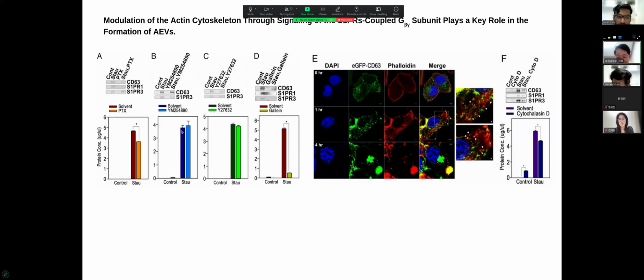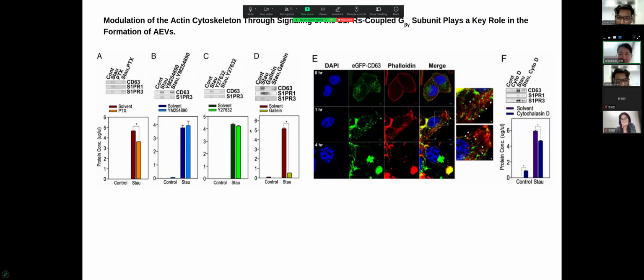Multiple G protein subunit inhibitors were used. Pertussis toxin is the inhibitor of GIA, YM25 is the inhibitor of GQA, Y27 is the inhibitor of G1213A, and gallein is the inhibitor of the G beta gamma subunit. It was found that inhibition of the G beta gamma subunit reduced the release of exosomes, while the others had no effect.